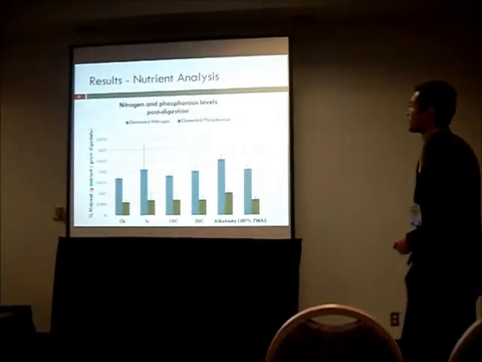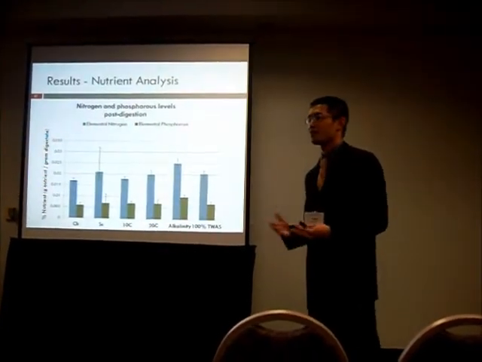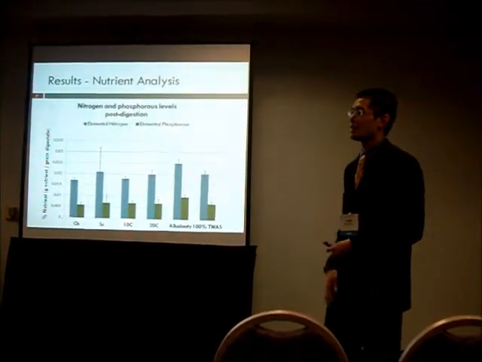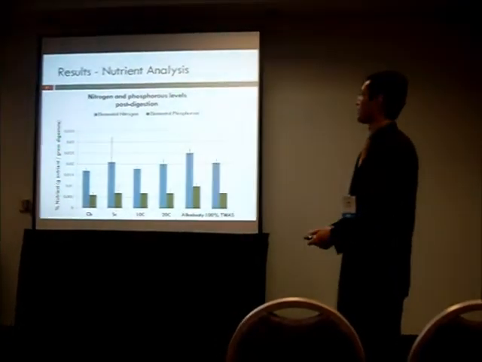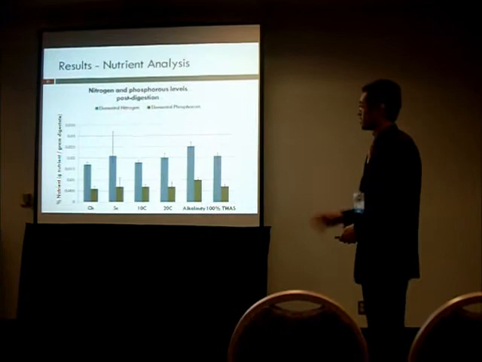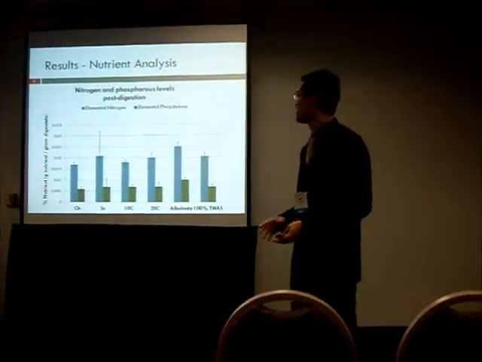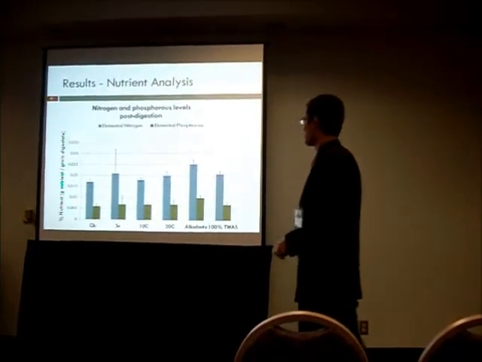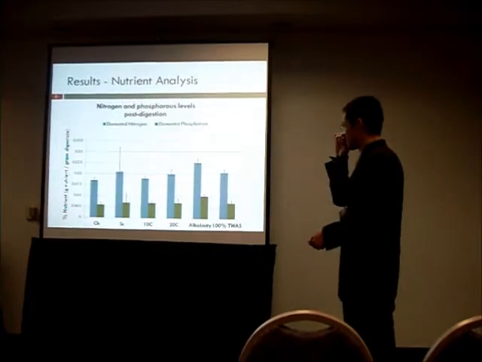Another thing we're interested in was the nutrient analysis. If you're going to use the digestate as a fertilizer, it should have a decent amount of nutrients in it to be feasible as a fertilizer. So we tested the amount of nitrogen and phosphorus across different tests, and we compared that to a digester with just 100% sludge. You can see that they all produce pretty comparable results to the 100% sludge test, and in the case of alkalinity, it exceeds it a little bit.